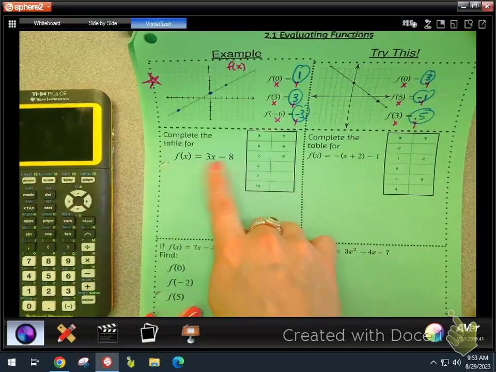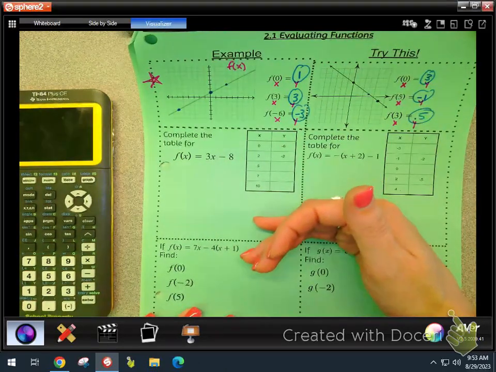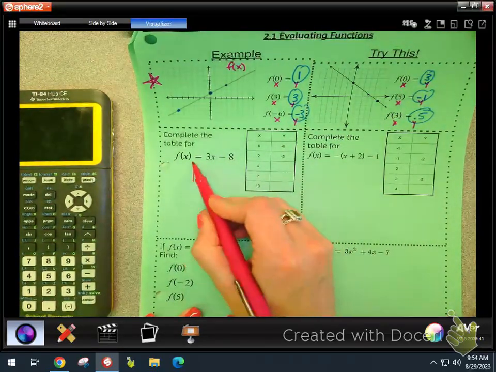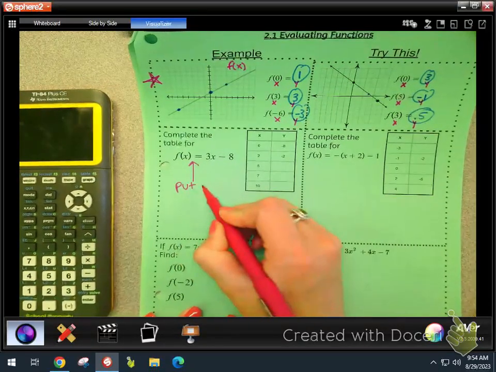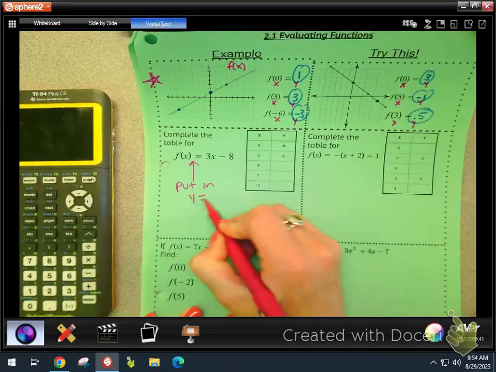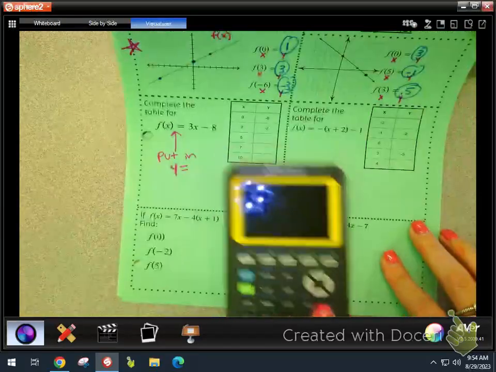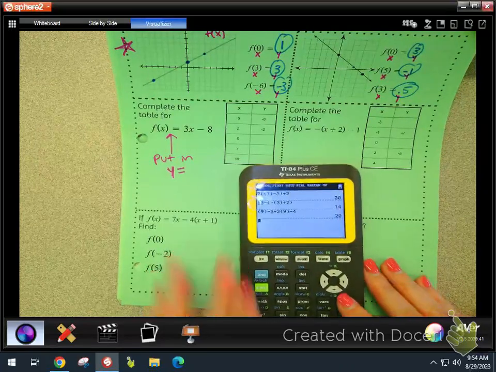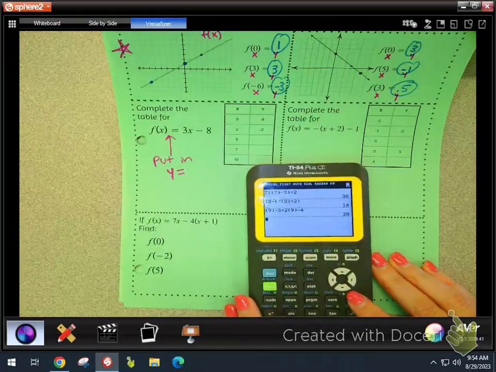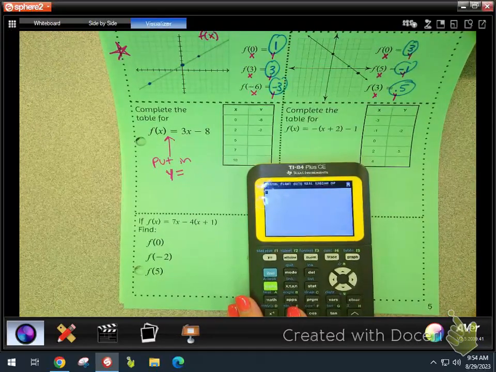I'm going to let you guys use our little calculator trick for this one because we're finding multiple things here. So let's put f of x equals 3x plus 8. Put in y equals. Okay? Zane asked why we can't do this every time. I'm going to let you do it this time. Okay? So f of x equals 3x minus 8.